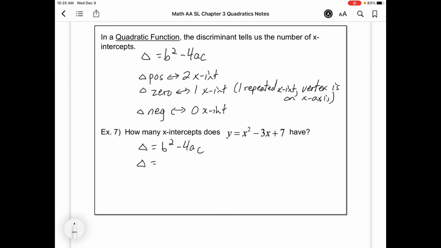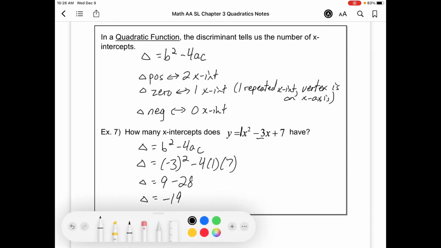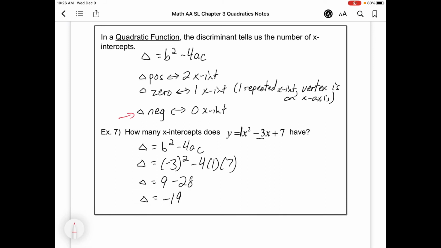So the discriminant on this function is going to be negative 3 all squared minus 4 times a, which is 1, times c. In other words, it's 9 minus 28. And that's negative 19. Which of these cases do we have? We have a negative discriminant, which means there are no x-intercepts. Let's go to the graphing calculator to confirm that.